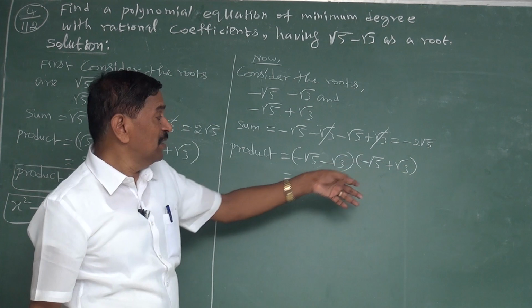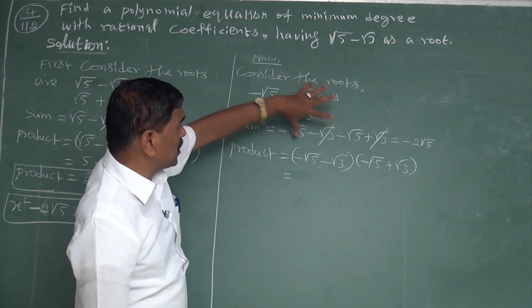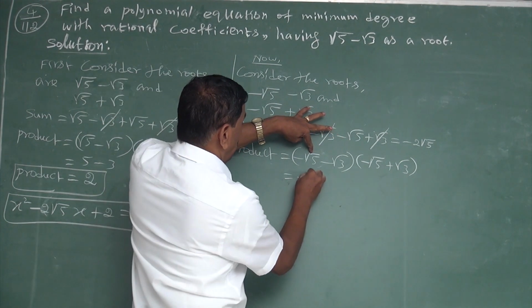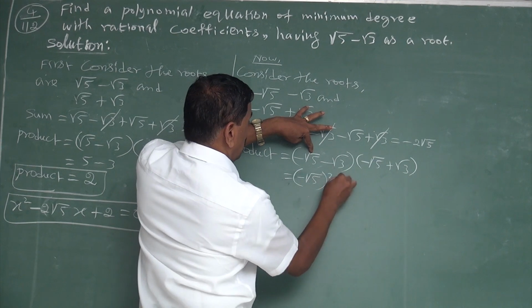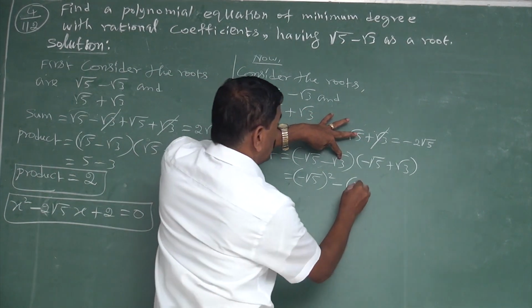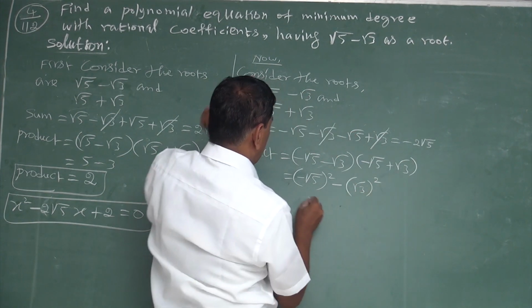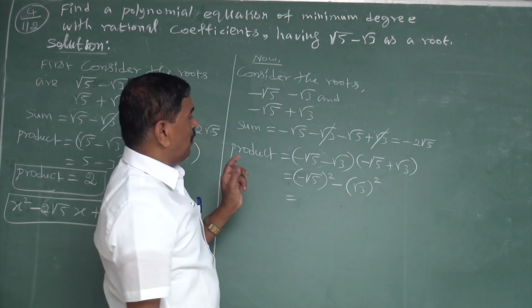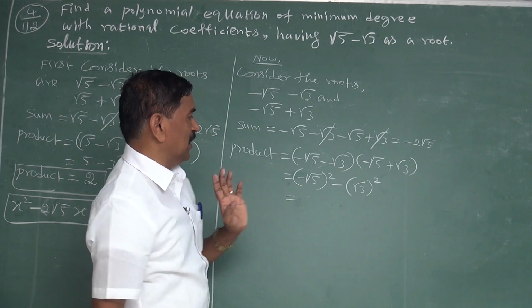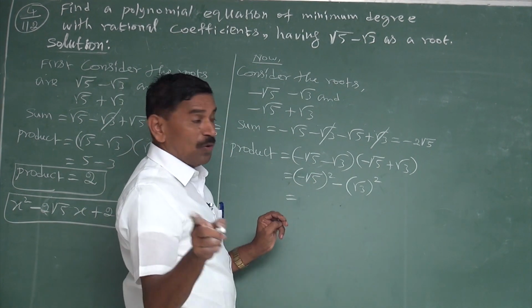Then your answer is? Answer, anyone? Good. A square minus b square. A square minus b square means a square, minus root 5 the whole square, minus b square. Can you tell me b square? Good. Root 3 the whole square. That is minus root 3 the whole square. Okay, which is equal to, see where a equal to minus root 5 and b is equal to root 3. That's all.